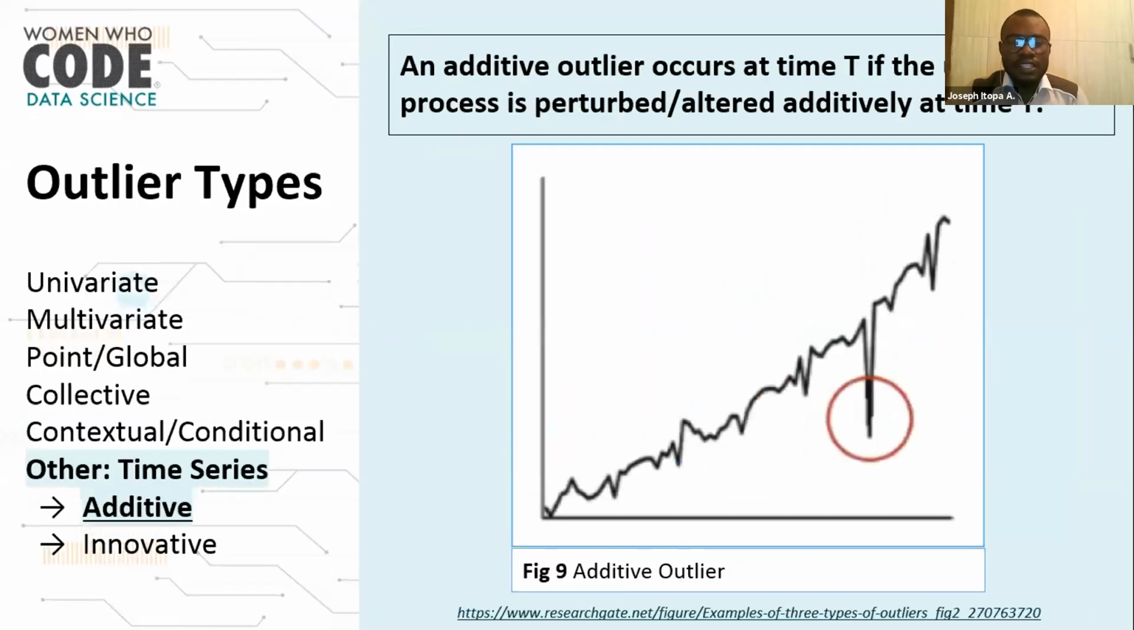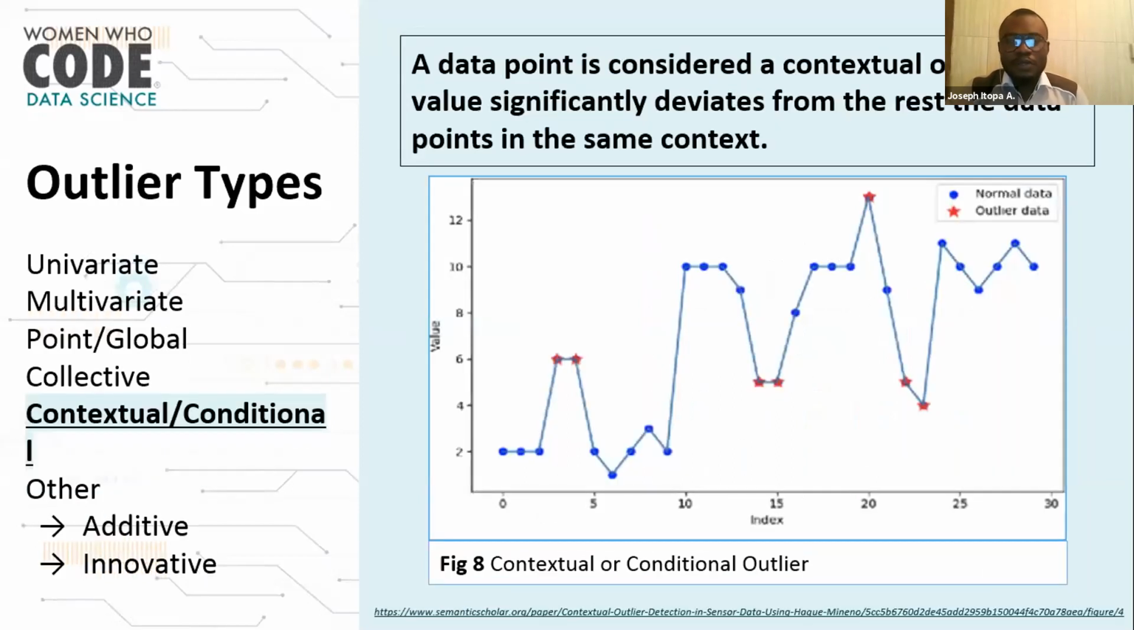So we take a look at contextual outliers. Here, a data point is considered a contextual outlier if its value significantly deviates from the rest of the data points in the same context. If you look at the definition, it revolves around the idea we have been explaining earlier. There's nothing different from all we have been explaining. But then, how do you identify this? If you look at these data points, we have these four data points here. They all exist around 6, and the rest of the data points are there and over there. So these are considered outliers.